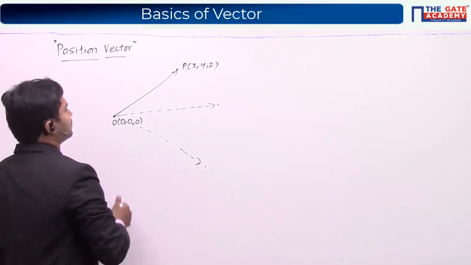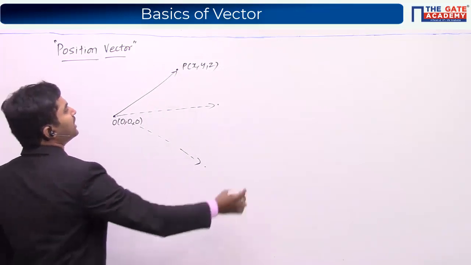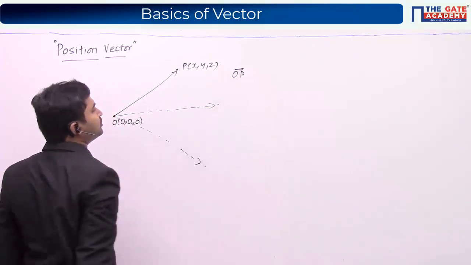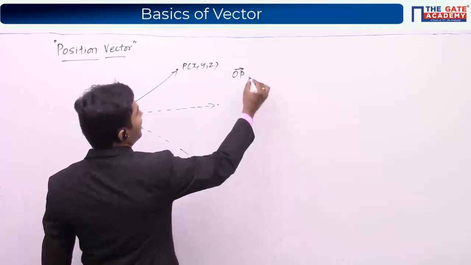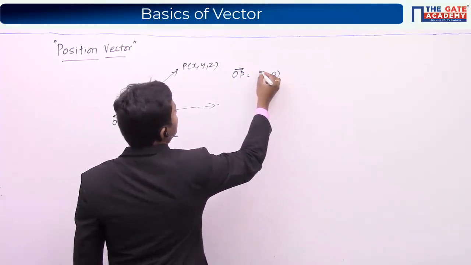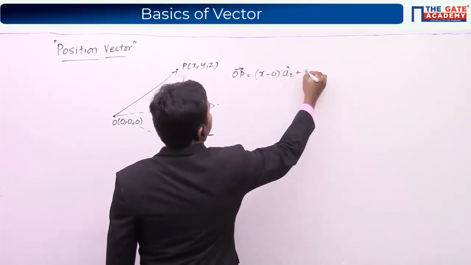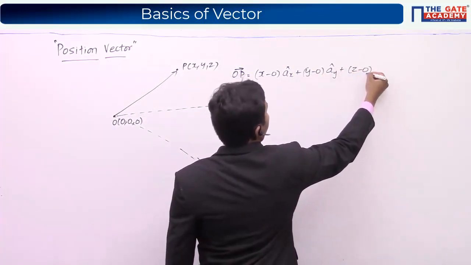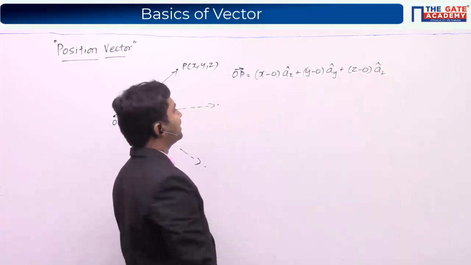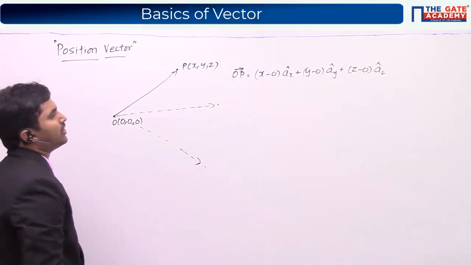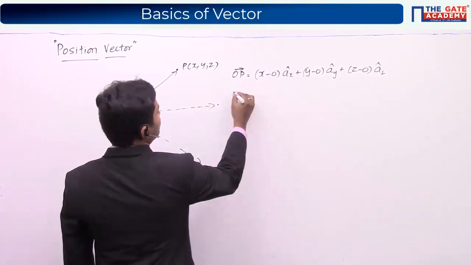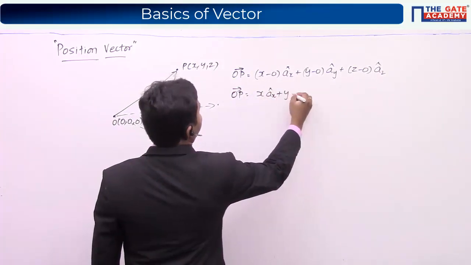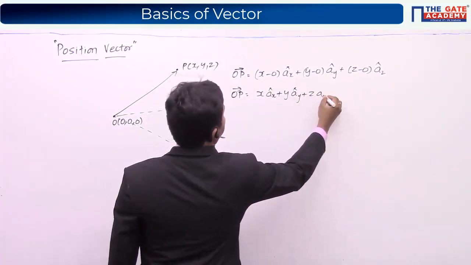Now how can we write this? You are moving from origin to the point P. So OP bar, or O directed towards P, I can write as x minus 0 AX cap, y minus 0 AY cap, z minus 0 AZ cap. So OP bar is given by x AX cap, y AY cap, z AZ cap.